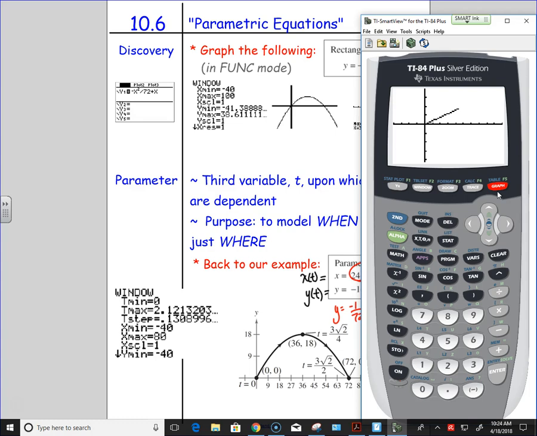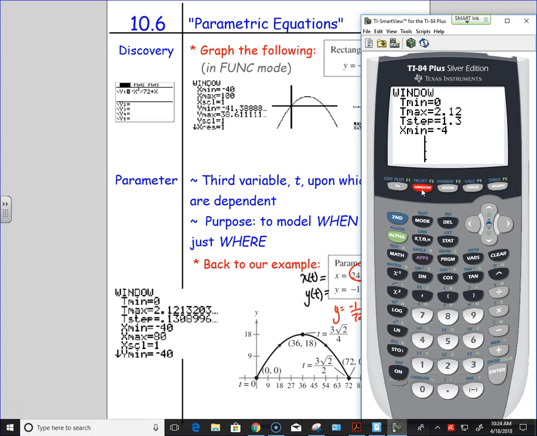But think of what the calculator's doing. T is time. So when you're telling it, hey, I want you to graph from t equals 0, stop when t equals 2.12, and by the way, only plug in every 1.3, you're only telling it to plug in 0, plug in 1.3, and then it's like, well, I'm done. And so that connects the 2 points, and you're like, well, that's a horrible picture. It's supposed to be a parabola.